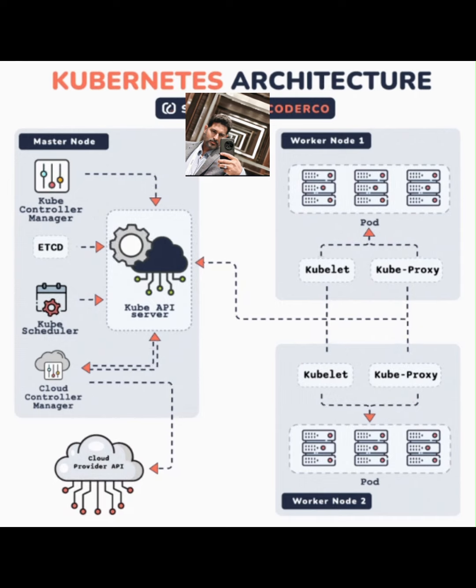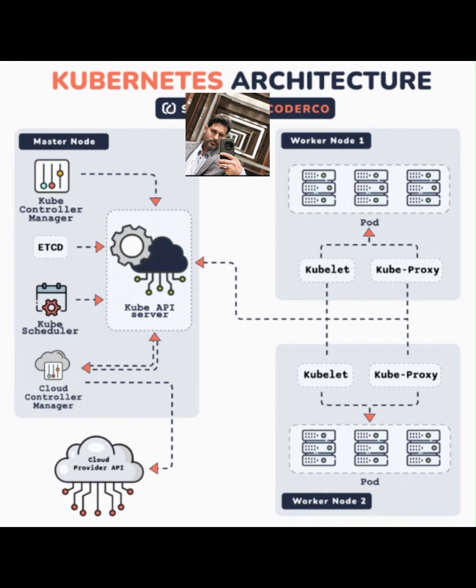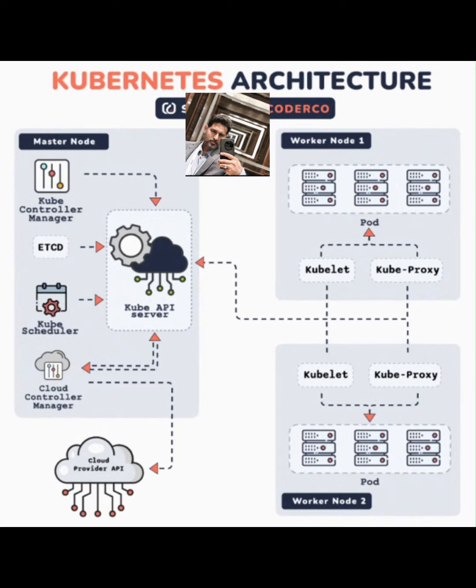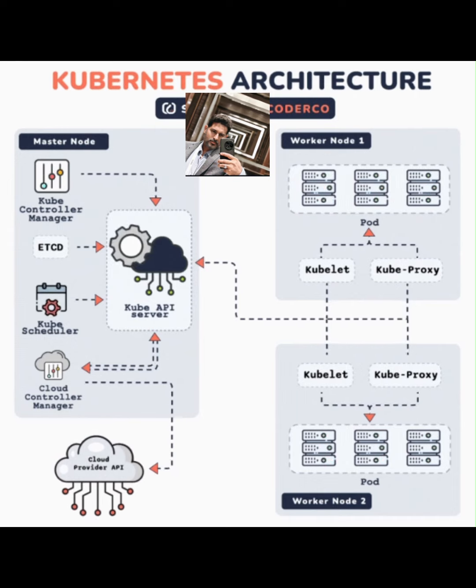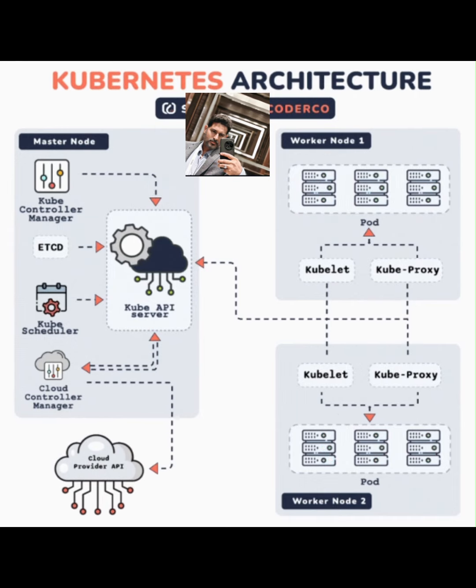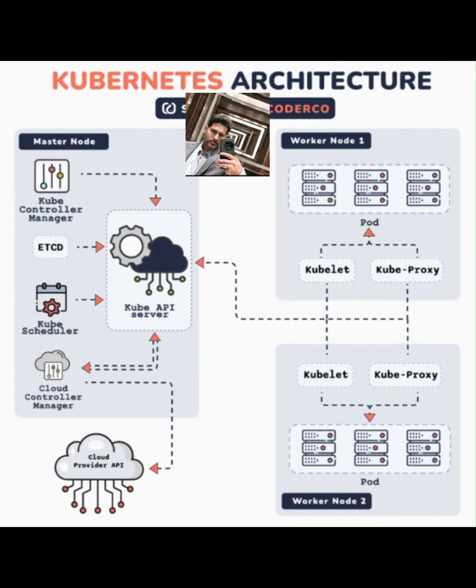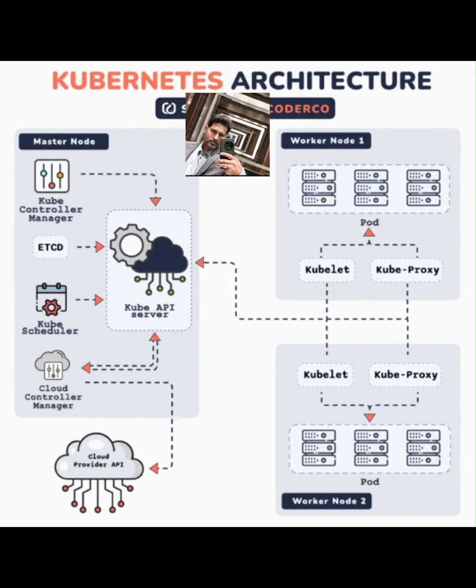Next is the container runtime. This is absolutely essential. The container runtime is the software that is responsible for actually running the containers. Think of it like the engine that powers your containers. And lastly, the kube-proxy. This component is like the traffic cop for networking within the cluster. It runs on each node and makes sure that network communication flows correctly.